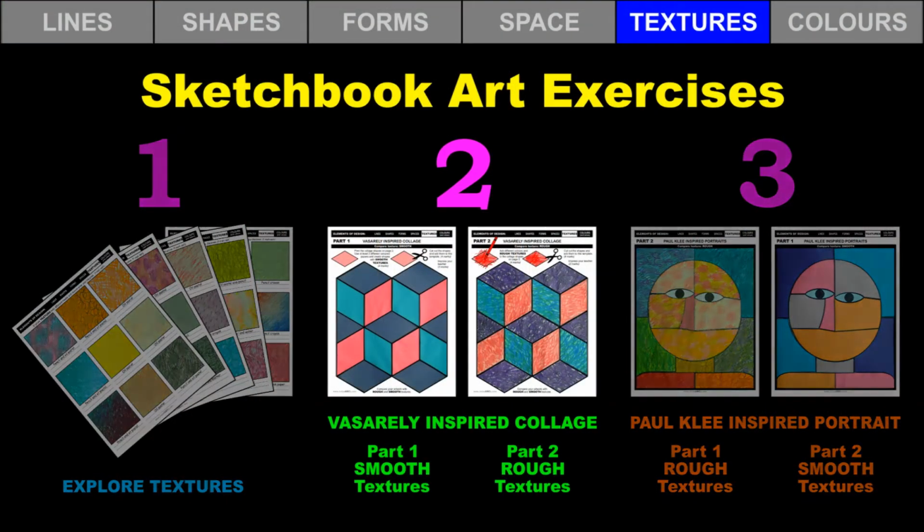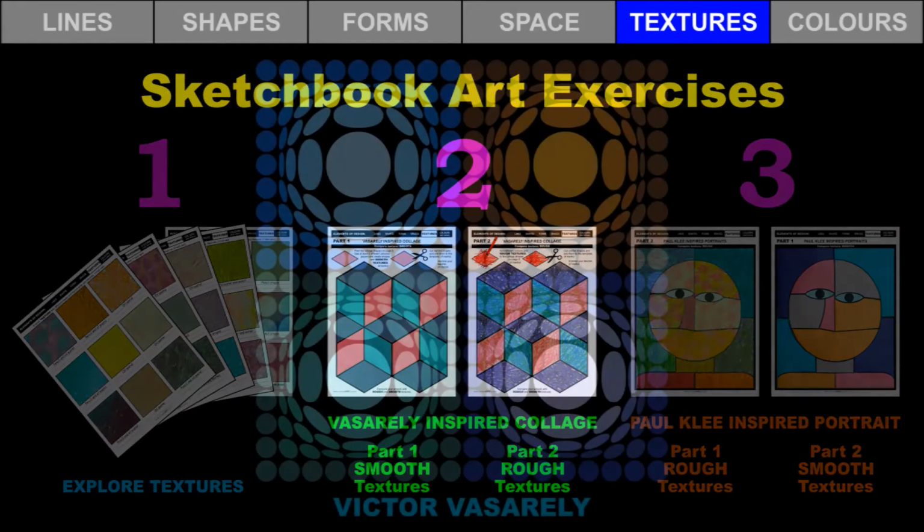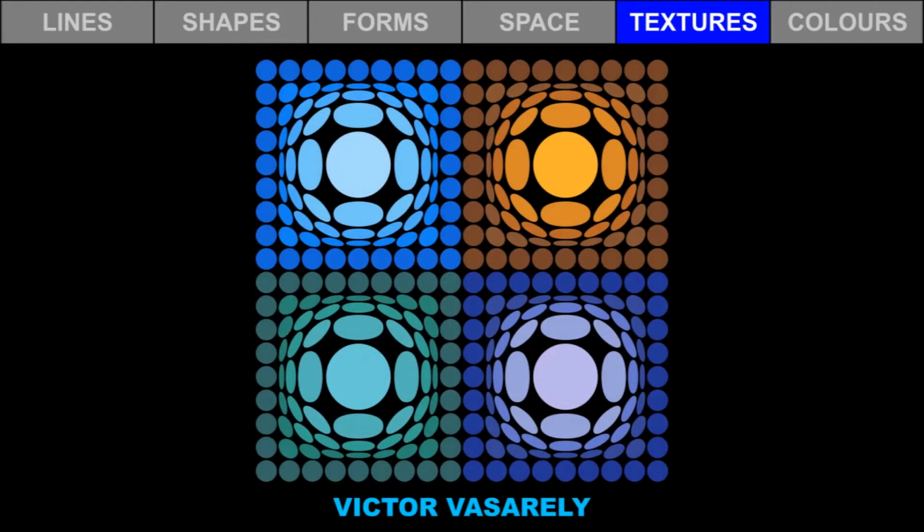In this 2-part art exercise, we will compare the effects of smooth and rough textures. Let's take a look at how famous artists use texture in their artwork. Victor Vasarely is a famous artist. He used smooth, flat colors and precise shapes with crisp edges. This artwork looks mathematical and mechanical.